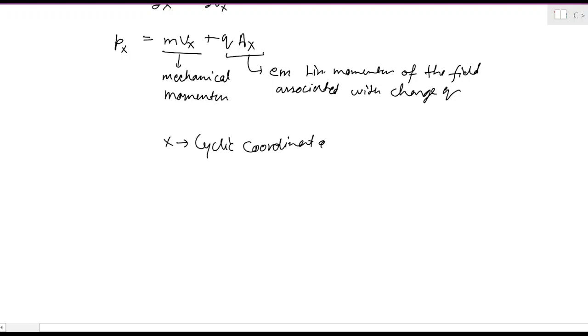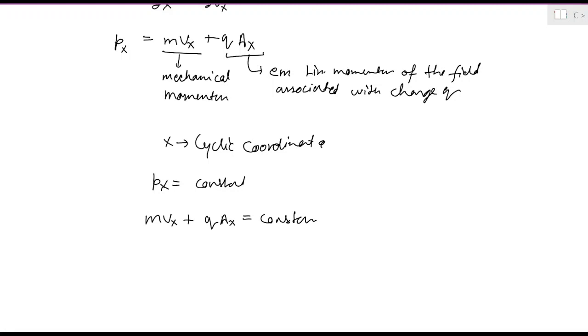So what will happen then? If x is a cyclic coordinate, then your Px will be constant, that thing you know. So Px will be constant, that means m Vx plus q Ax will be constant. As you see, not just the linear momentum is constant, but m Vx plus the additional term q Ax, the sum is constant, not just m Vx. So the conservation of generalized linear momentum is much more general than the simple conservation of linear momentum. That is something you should keep in mind.